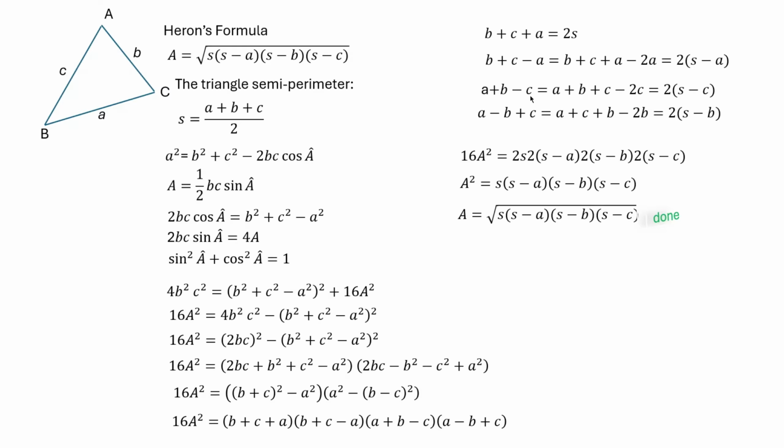Similarly, you have a plus b minus c equal to 2(s minus c), and a minus b plus c equal to 2(s minus b). Therefore, plug in these formulas into this equation. We have 16A squared equal to this, or A squared equal to this, then take the square root of both sides, and we have Heron's formula.